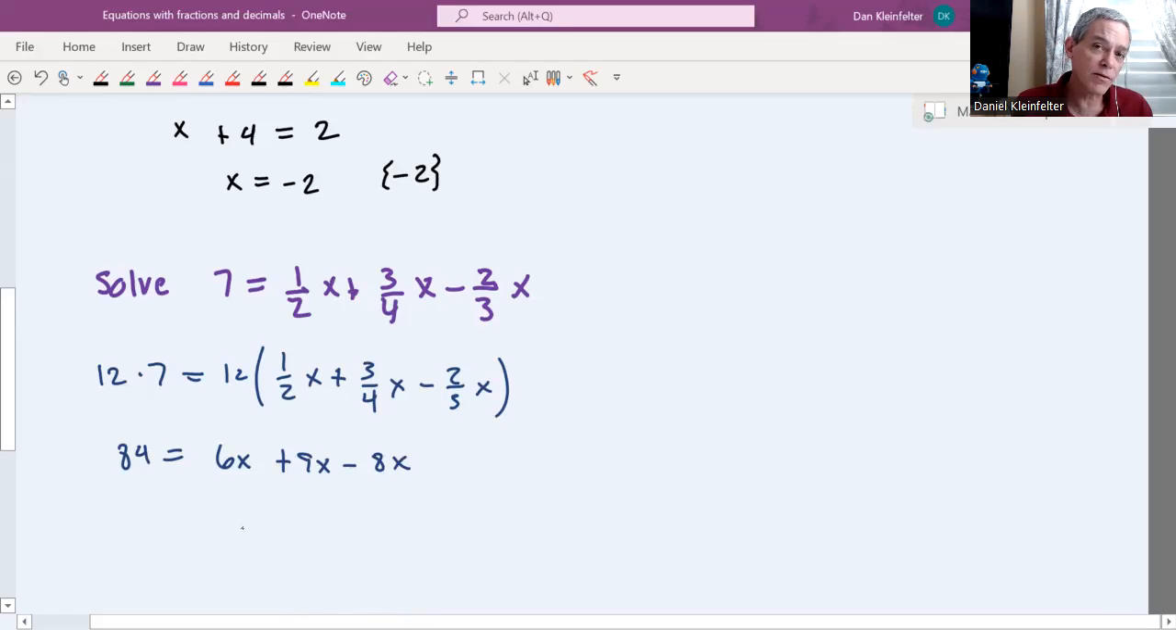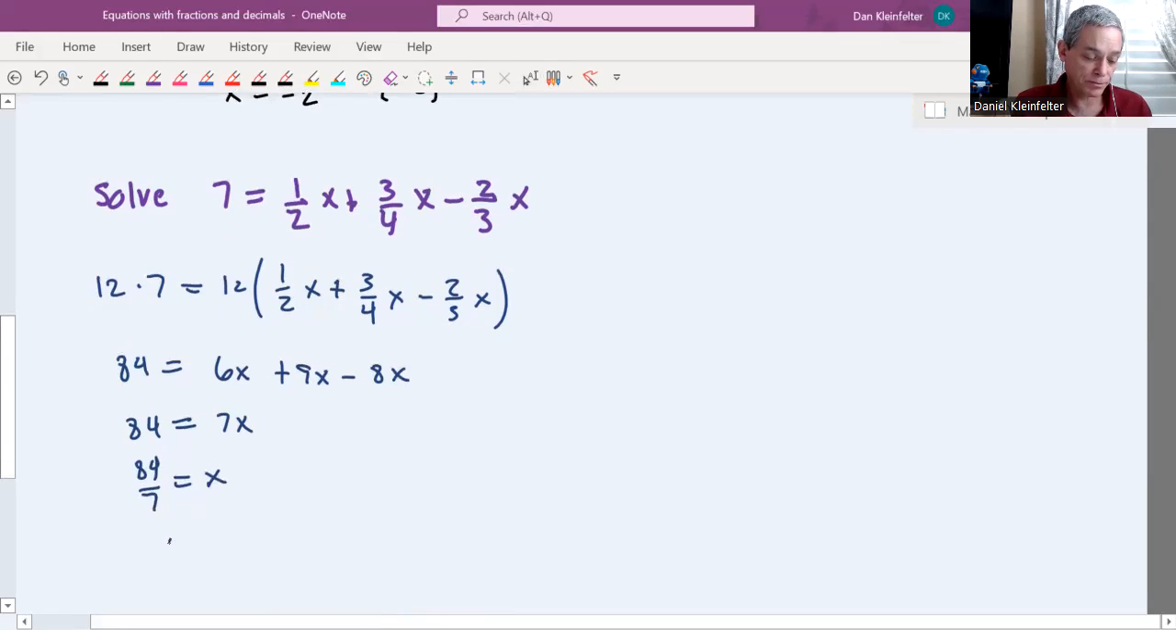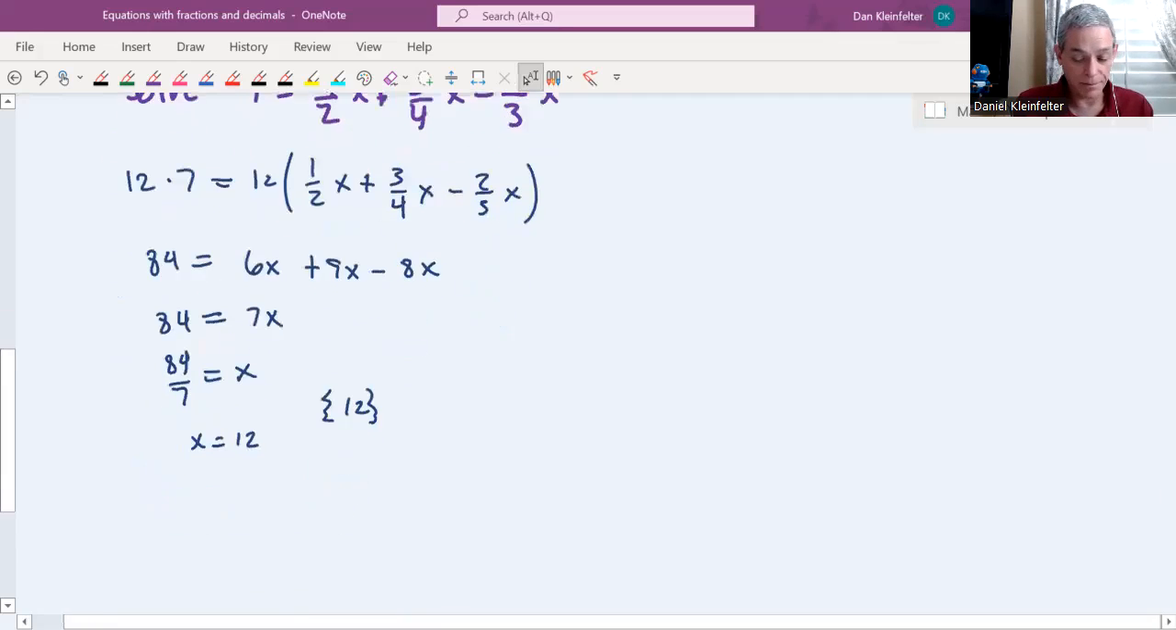Okay, so we've removed all those fractions. So what's left to do is combine like terms on the right side. So 9 minus 8 is 1 plus 6, that's 7. So 7x is 84. So then 84 over 7 is our x. That will make 12 the solution. Okay, all right, and that will do it.